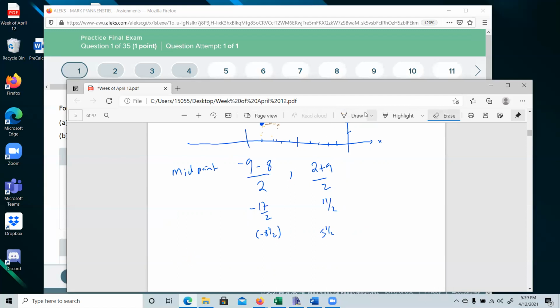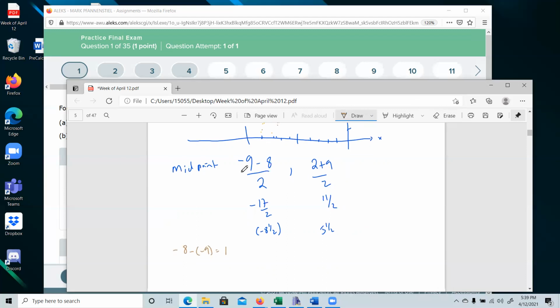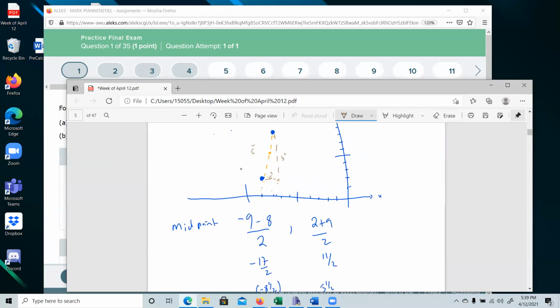Right, the bigger one minus the smaller one. I'd rather be $8 in debt than $9 in debt. So we're going to have -8 minus -9. This is equal to 1. Okay. So this distance here is 1. And there's plenty of ways of figuring that out.